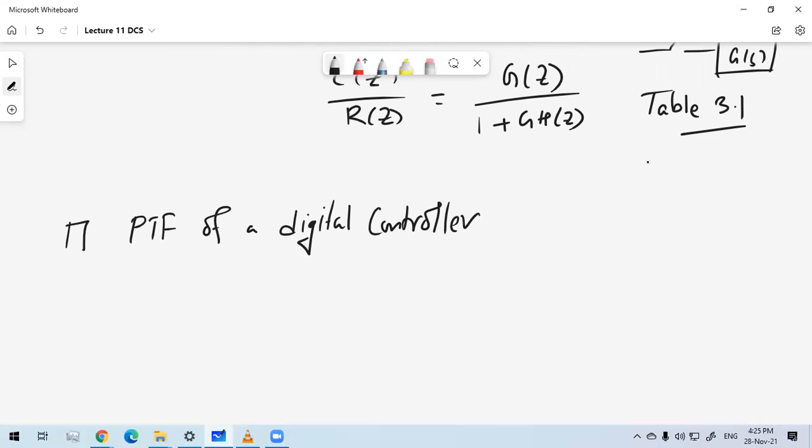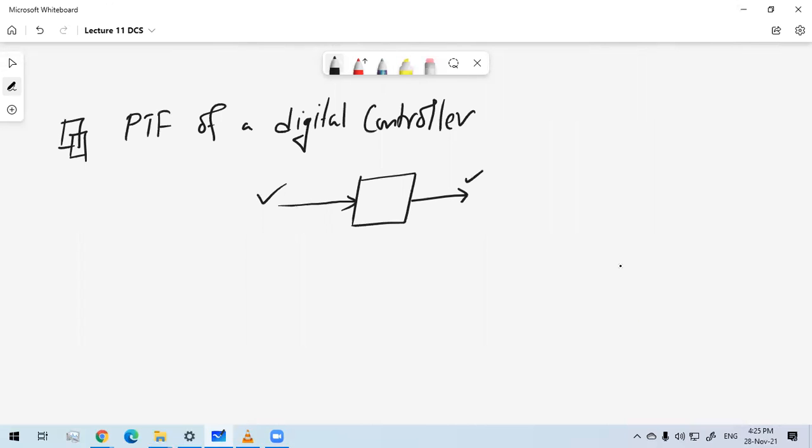Okay, so how to do that? Basically, the digital controller's pulse transfer function can be obtained from the required input-output characteristics of the digital controller. If you know the characteristic of the output and the characteristic of the input, with these two known we can easily find the relation of what is inside the box, basically GD(z).